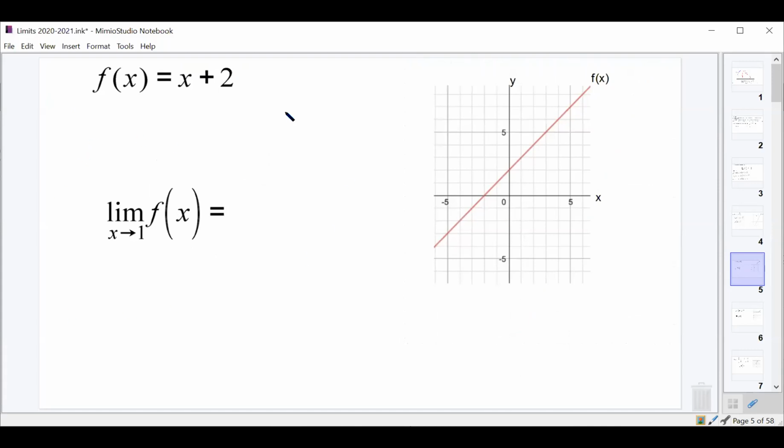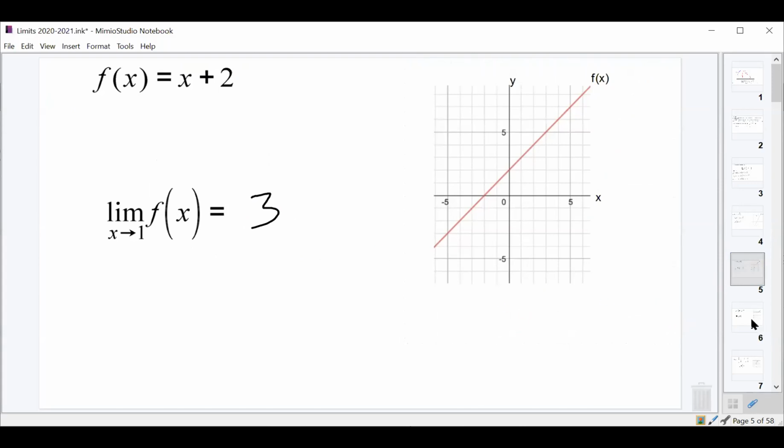All right, so let's look at this one. Nice and easy one. F of x equals x plus 2. What's the limit as x approaches 1 of f of x? 3. 3, easy, right? See, I told you this class was easy. Now, we're gonna make this slightly more complicated.